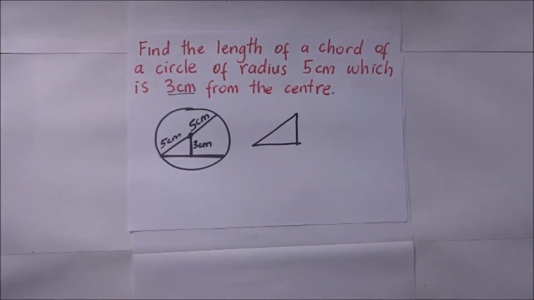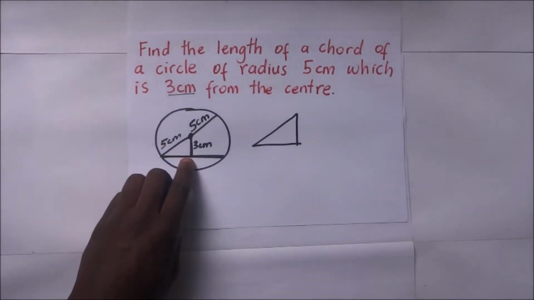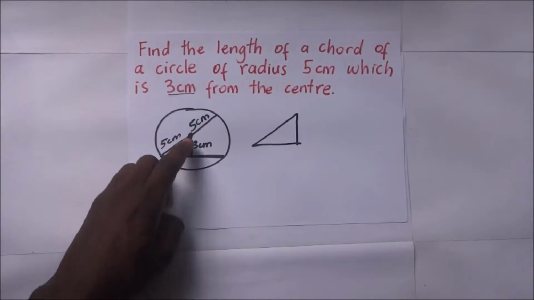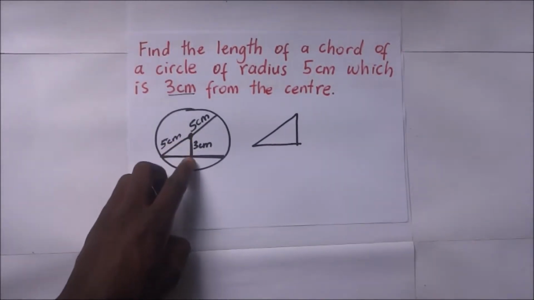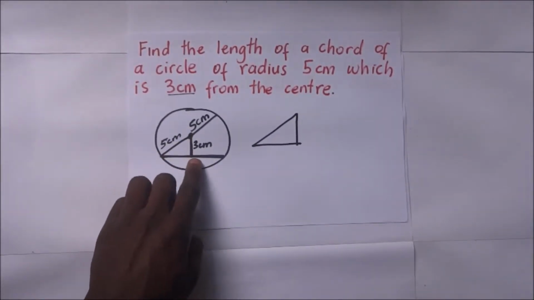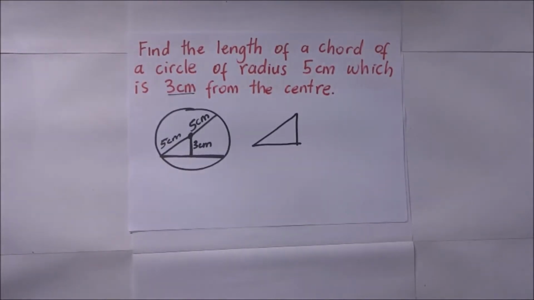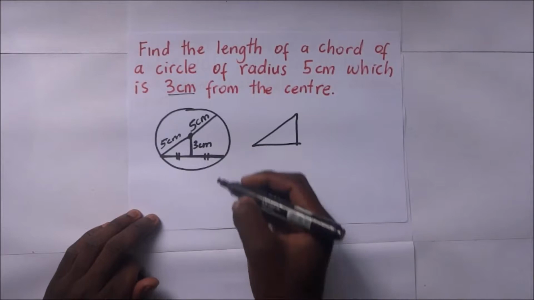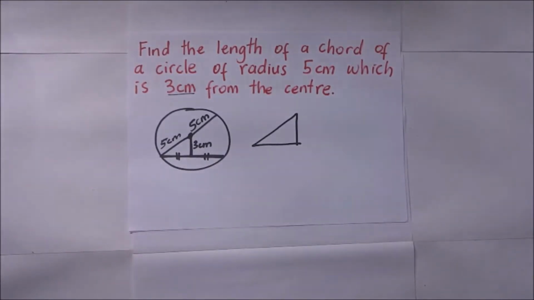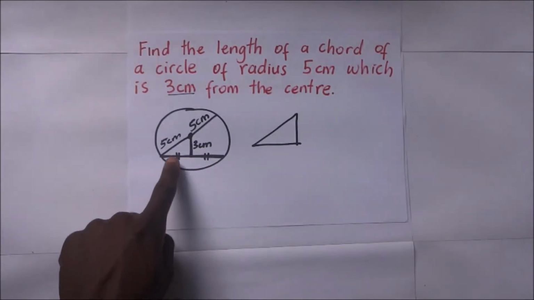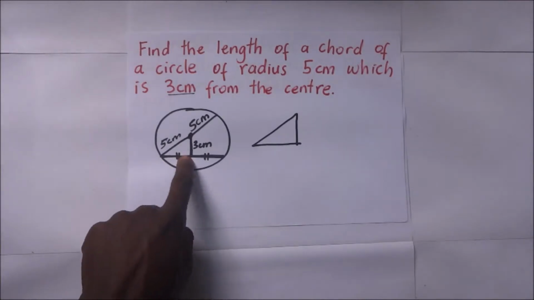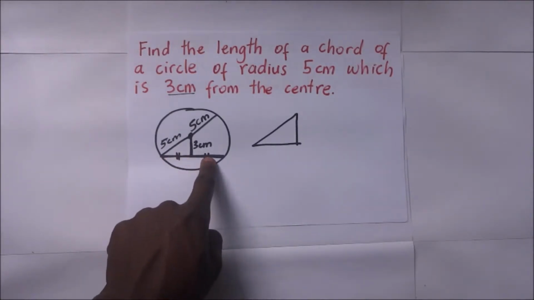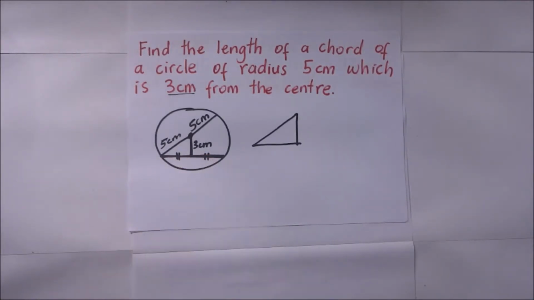We said in our earlier properties that when you drop a perpendicular from the center of the circle to the chord, it is going to divide this chord into two. So if it is going to divide that chord into two, it means that the distance here is the distance here. So if we want to find the length of the chord, it's as simple as finding the length of this part, then we just multiply it by 2 to be able to get the entire length of the chord.